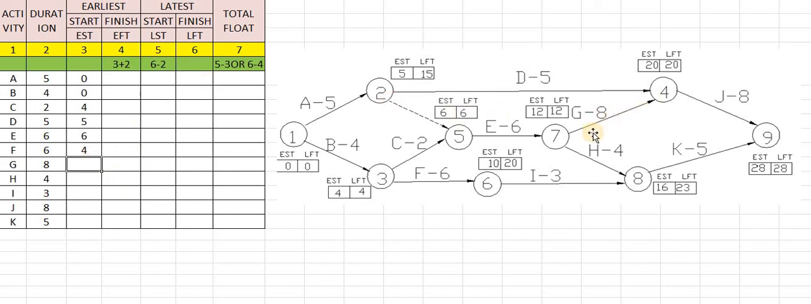What is G? G is connected with 7 to 4. So 7 is the initial node, and its EST is 12. What is H? H is connected with 7 to 8. What is the EST for this? 7 is the initial number, and its EST is 12. So 12.